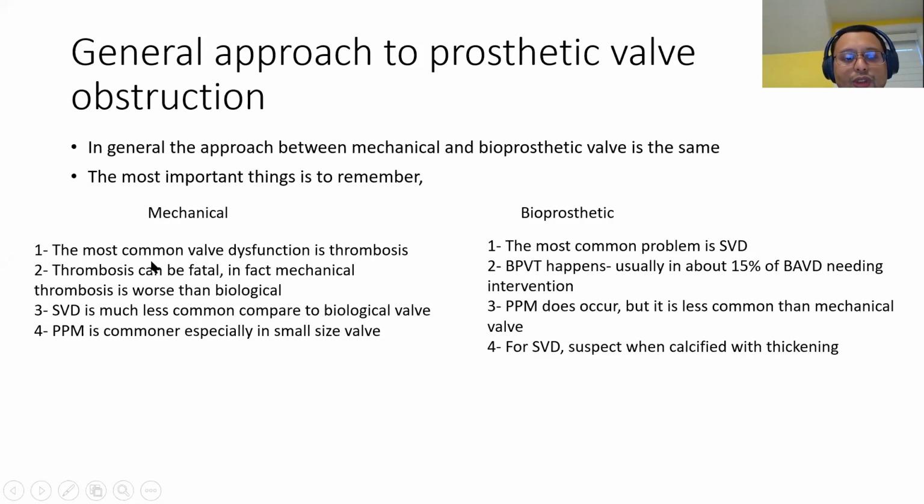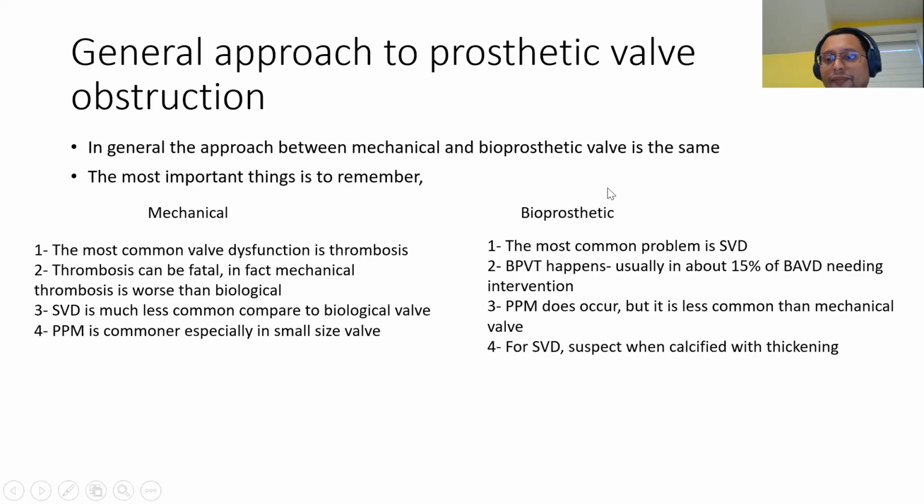In mechanical, thrombosis can be fatal. In fact, thrombosis in mechanical valve is worse than biological valve. In bioprosthetic, thrombosis happens in about 15% of bioprosthetic aortic valve dysfunction. In mechanical valve, structural valve deterioration is much less common compared to biological valve. In bioprosthetic valve, patient prosthetic mismatch does occur, but it is less common than mechanical valve. In patients with mechanical valve, PPM is commoner, especially in a small size valve.